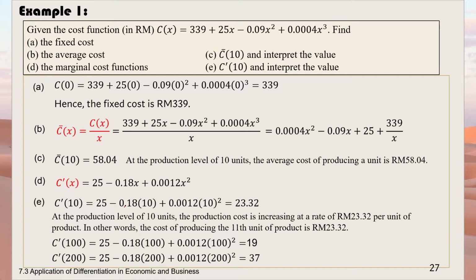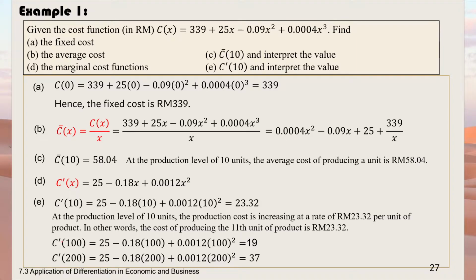So the interpretation of this one is, at the production of 10 units, the production cost is increasing at the rate of 23.32 per unit of product. In other words, if you want to produce the 11th unit of the product, it will cost you 23.32. Okay, now over here, I do two more calculations.